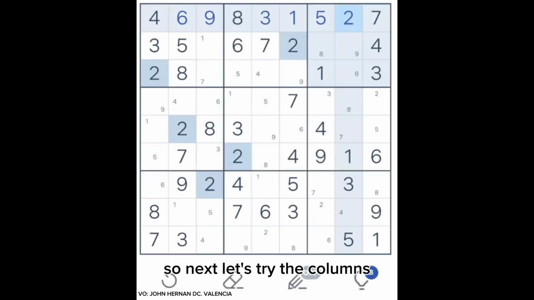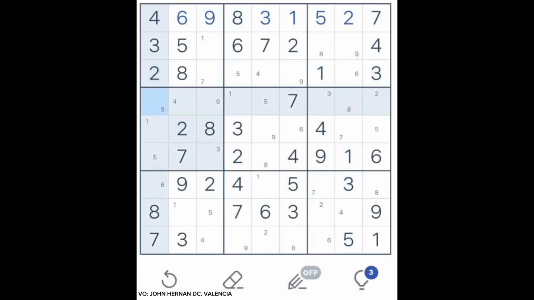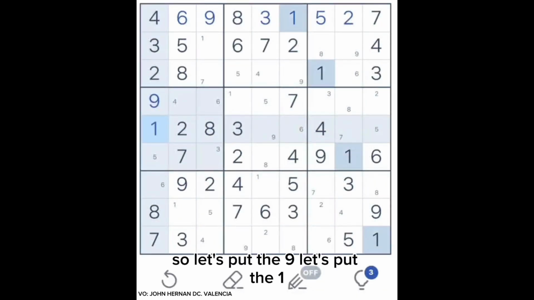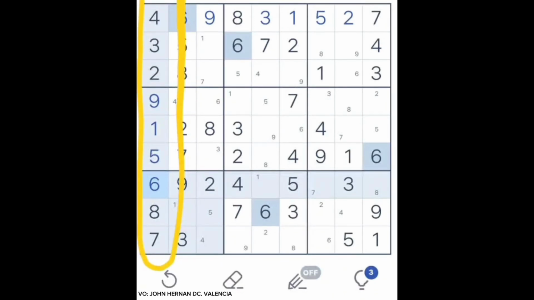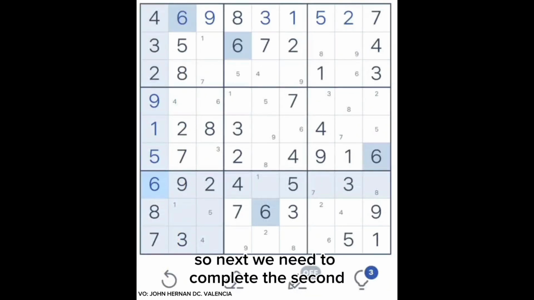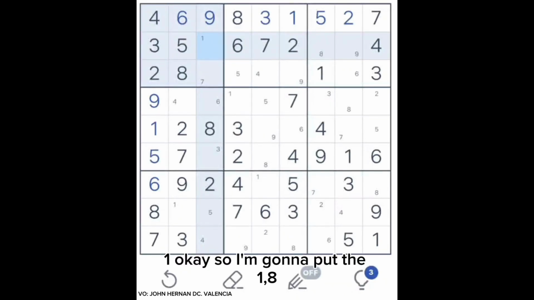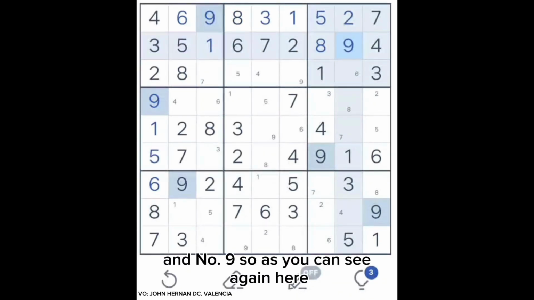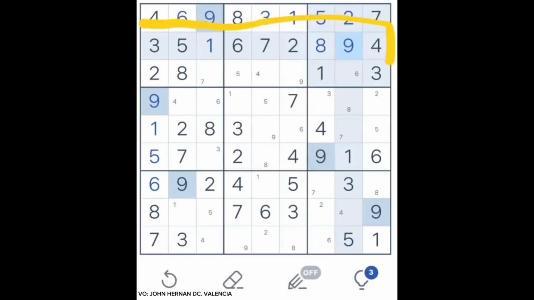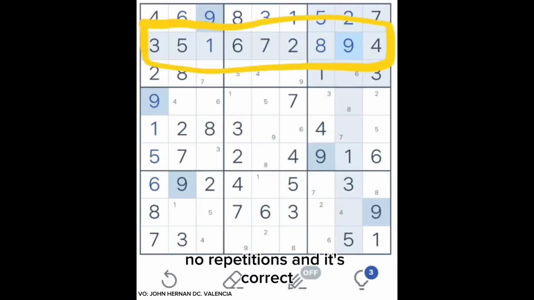Next, let's try the columns. Let's put the 9, let's put the 1, 5, and lastly number 6. As you can see, in this column, we completed it without any repetitions. Next, we need to complete the second one. So I'm gonna put the 1, 8, and number 9. As you can see again, no repetitions, and it's correct.